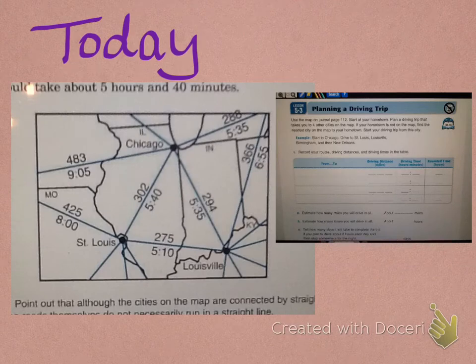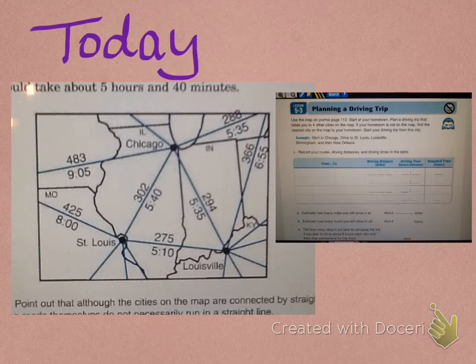Okay, so what are we going to be doing today? Well, today you're going to have a picture similar to the one on the left that looks like a crazy map with all kinds of lines on it. And then you're going to have your page in your SMJ that looks like the one on the right. You're going to use the map picture to answer the questions in your journal.